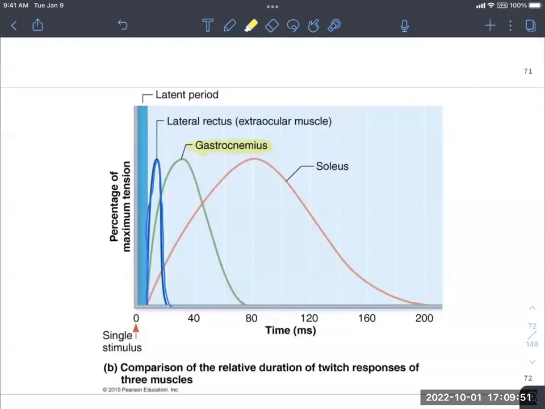The soleus. That soleus is technically a muscle that is underneath the gastrocnemius. It's bigger. We'll look at it when we're in the lab. But this muscle is a lot bigger. It's going to contract slower. A lot slower than that lateral rectus.